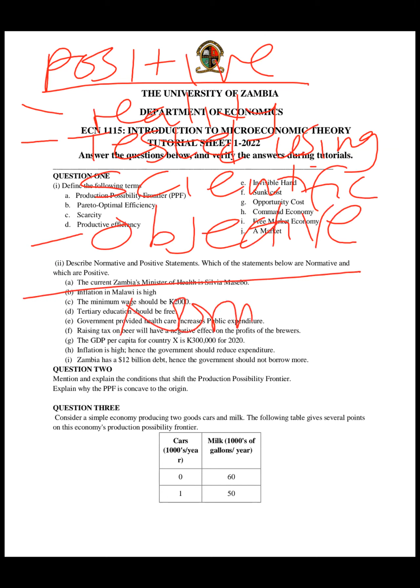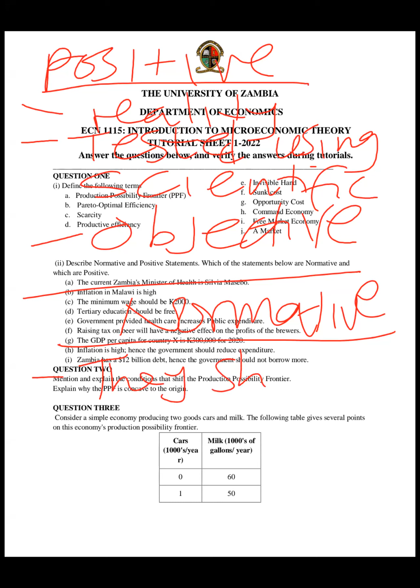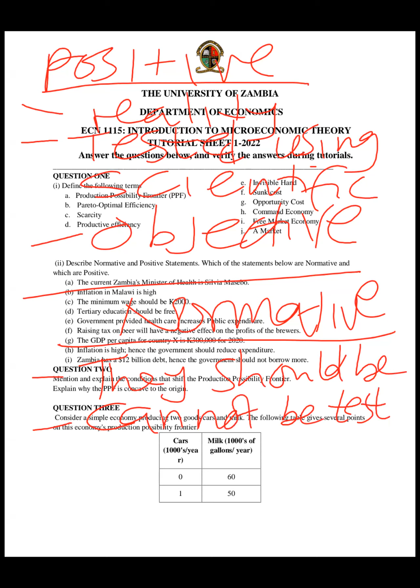For normative, these statements say how things should be, not how they actually are. And it's the opposite. These statements cannot be tested. You can't test the validity of the statements using scientific methods. And these statements are always subjective instead of being objective. So this is a brief explanation of the positive and the normative statements.